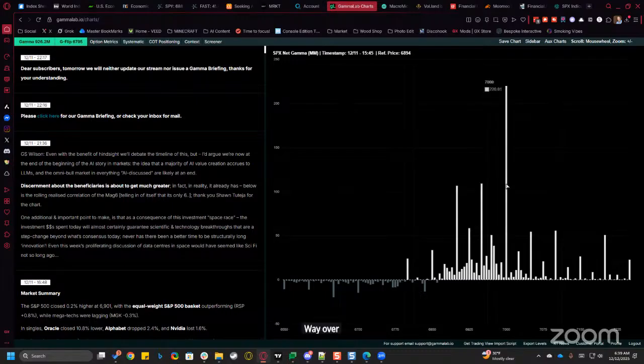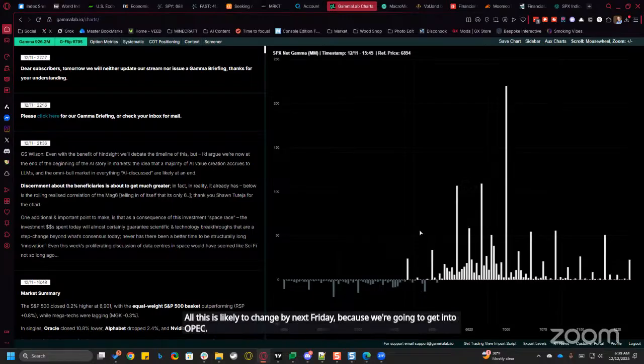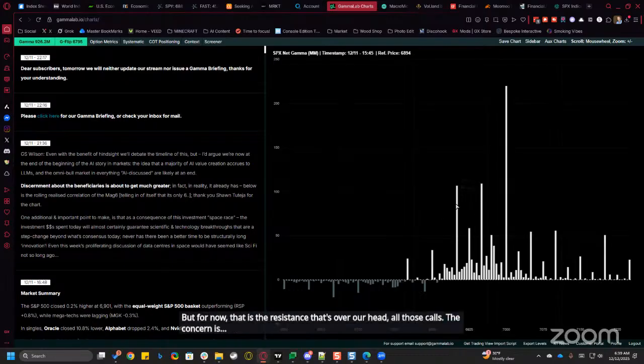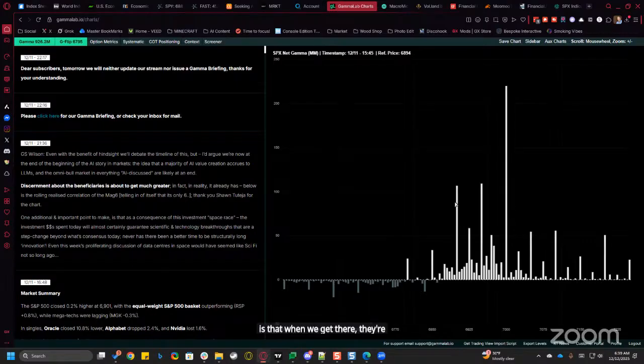Way overhead, the 7,000 marker, you can see it's almost double the size of these others. All this is likely to change by next Friday because we're going to get into OPEC. But for now, that is the resistance that's over our head, all those calls. The concern is that when we get there, they're going to monetize those calls. Basically, there's going to be a lot of call selling at those levels. And call selling is going to be a downward pressure.